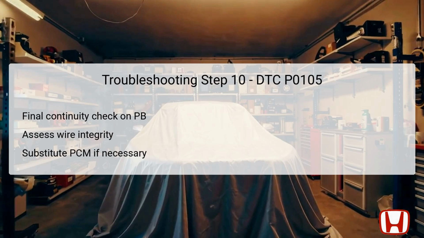A positive continuity check suggests the PB wire is intact, allowing you to return to the service documentation to reassess the symptoms or consider substituting the PCM if the P0105 persists. Conversely, if continuity is lacking, this means there is an open line that needs to be repaired. Proper rectification ensures that voltage signals can be communicated effectively from the map sensor to the PCM.